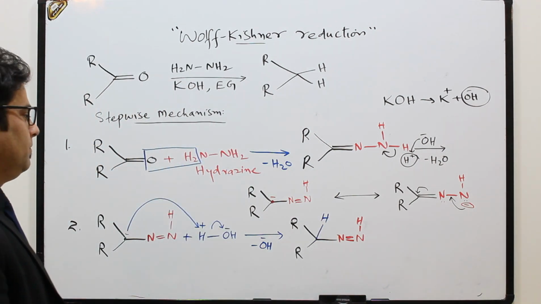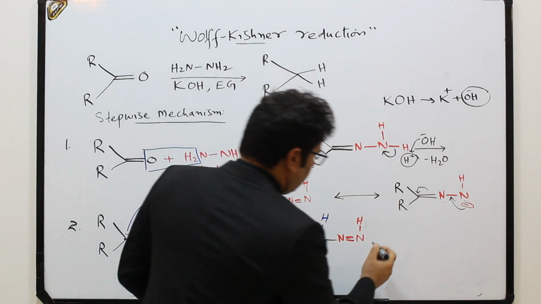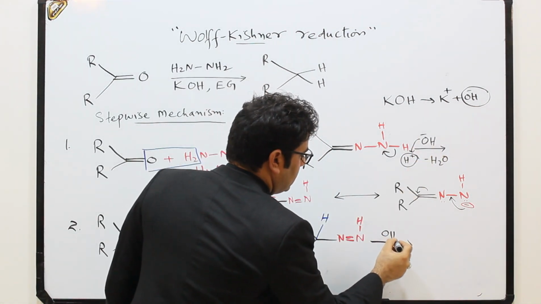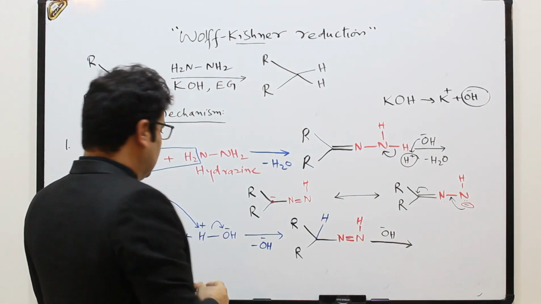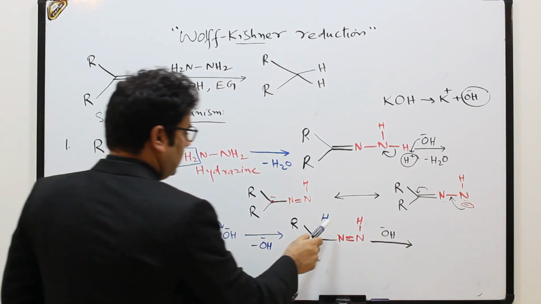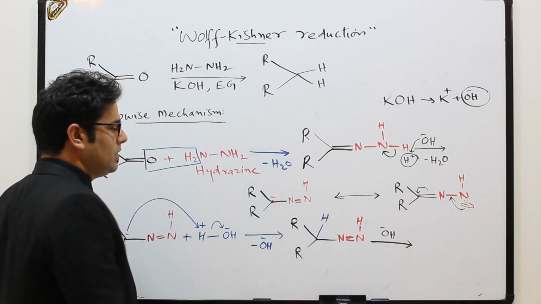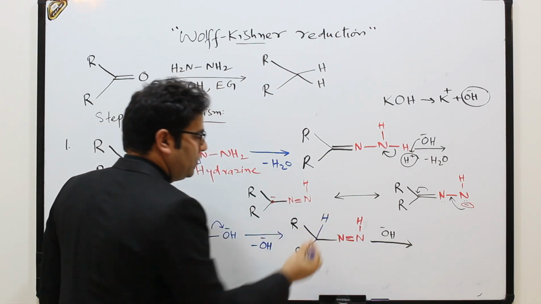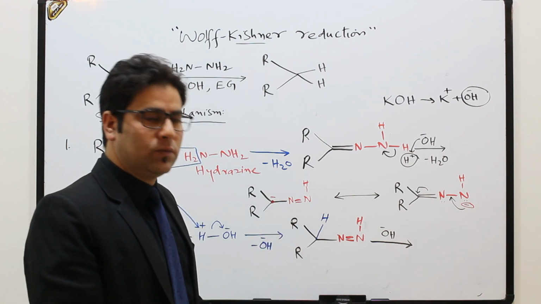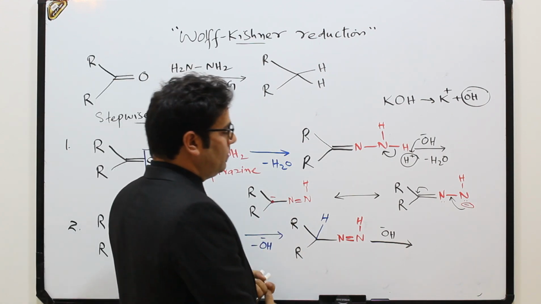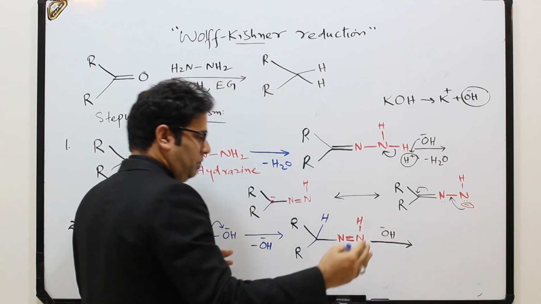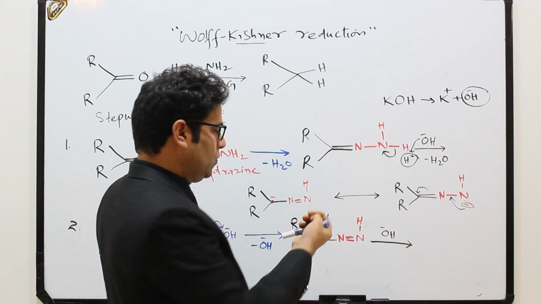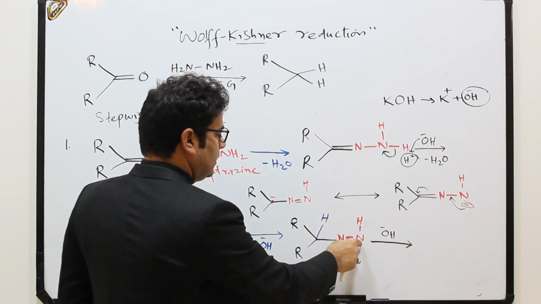Now in this step, again OH minus from this base is going to attack on this hydrogen. It will not attack this hydrogen because the electronegativity difference between carbon and hydrogen is very small, so the bond strength is more. While the electronegativity difference between nitrogen and hydrogen is big, so this bond will be easy for OH to abstract from this nitrogen.